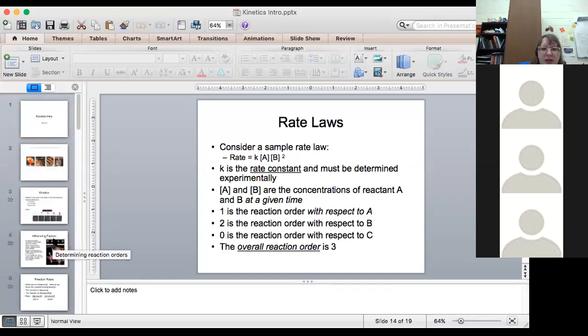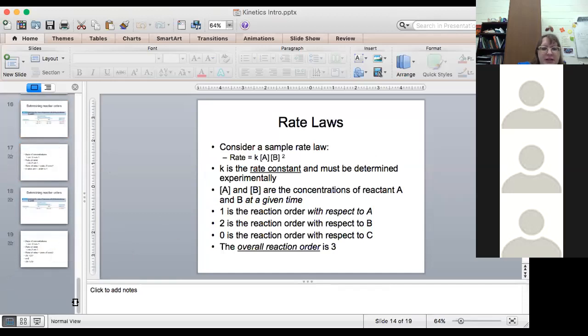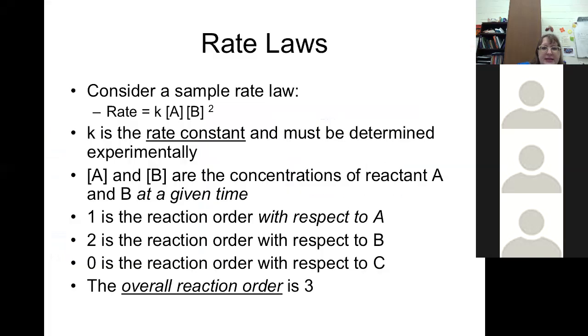Rate laws. Okay, so we've talked about finding what the rate is, and that's not considered a rate law. What that's considered is just what the rate is, calculating a number. It's not an expression. It's not something you can plug things into. It's just, this is what the rate is.